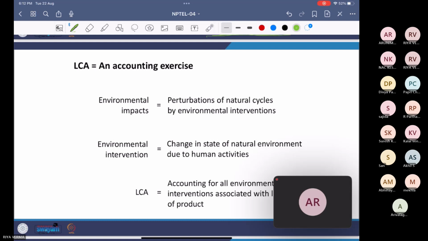Basically, the activities that we perform, for example, we cut the trees, that is deforestation. So it is an environmental intervention. And due to that, the environmental impact we get is soil erosion, climate change, heating, raising temperatures. So these are the environmental impacts that we get due to the environmental interventions that we create.